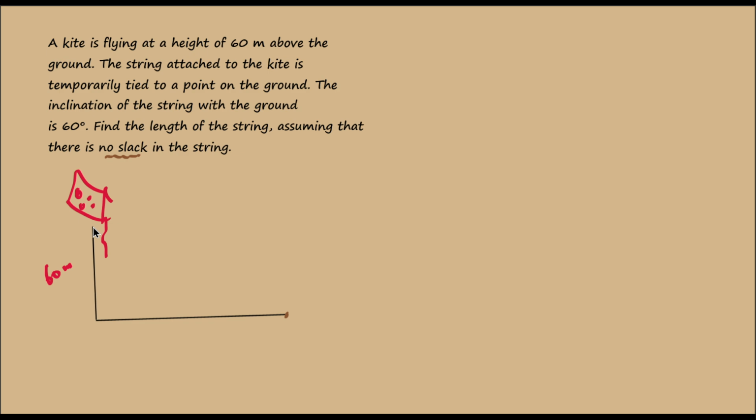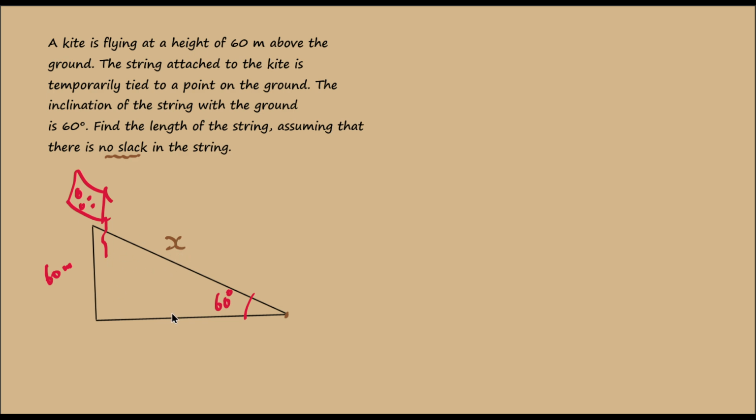So this is the string which is being tied to the ground, and the other end of the string is attached to the kite, and the inclination of the string with the ground is 60 degrees. This is given to be 60 degrees, right? Inclination of the string with the ground is 60 degrees. We'll have to find the length of this string. So let this be x.